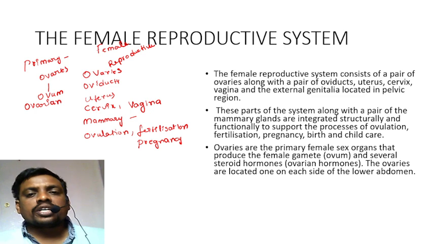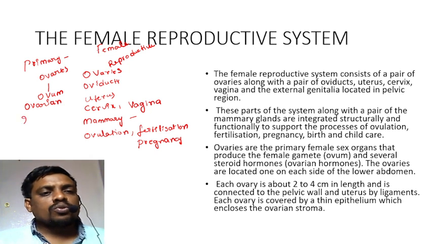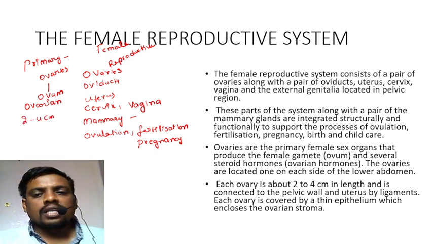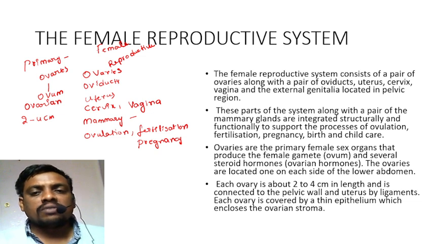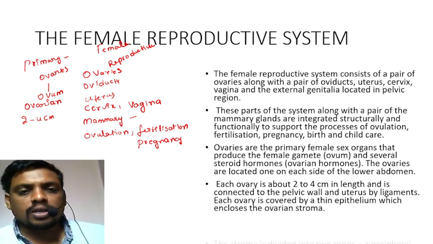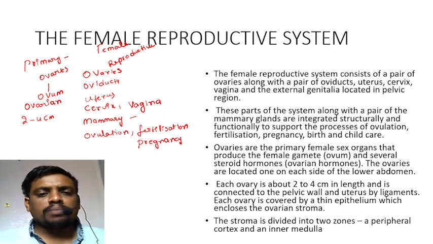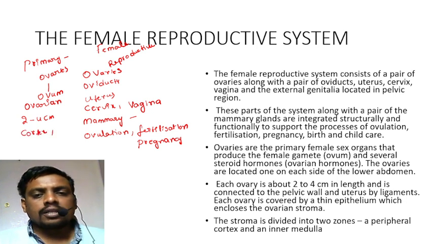The ovaries are located one on each side of the lower abdomen. Each ovary is about 2 to 4 centimeters in length and is connected to the pelvic wall and uterus with the help of ligaments. Each ovary is covered by an epithelium which encloses the ovarian stroma. The stroma is divided into two zones, a peripheral cortex and an inner medulla.